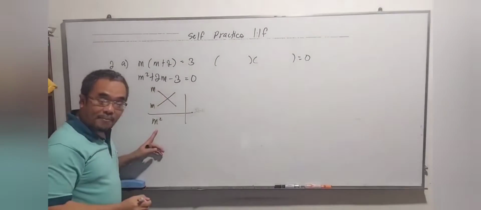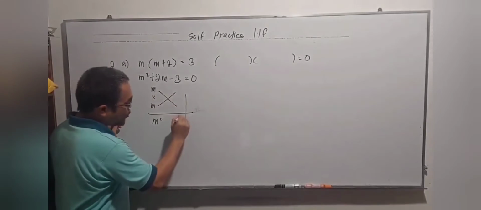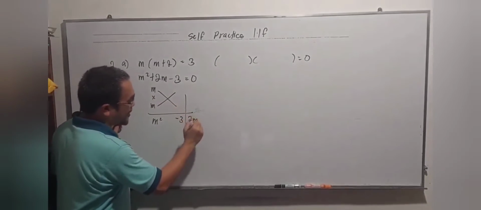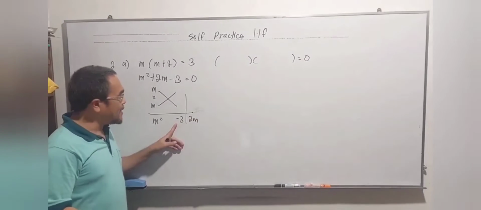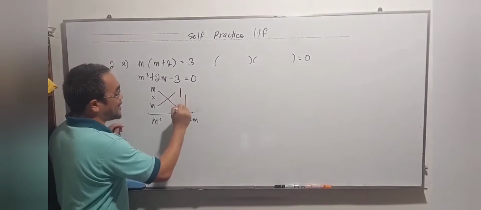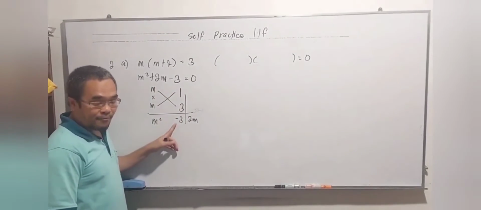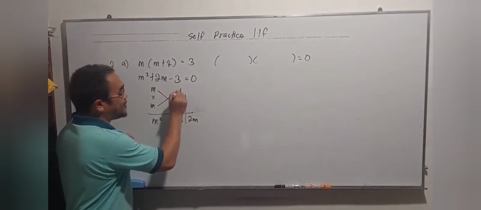In this case, because m squared would be m times m, and negative 3 you should write here, 2m you should write here. What is the number that multiplies to give negative 3? It should be 1 and 3. But one of them must be negative. So I'll put negative here.